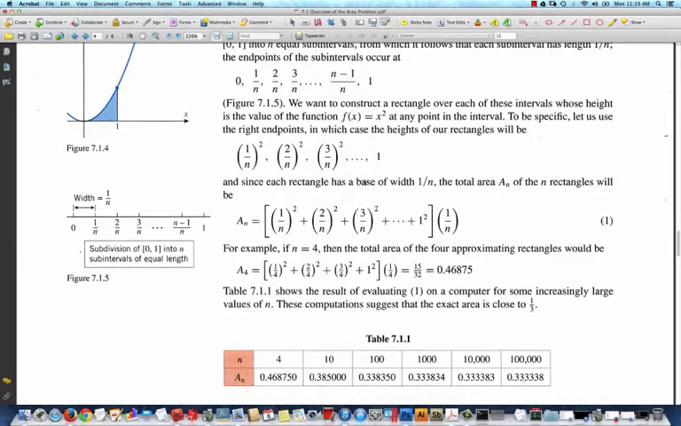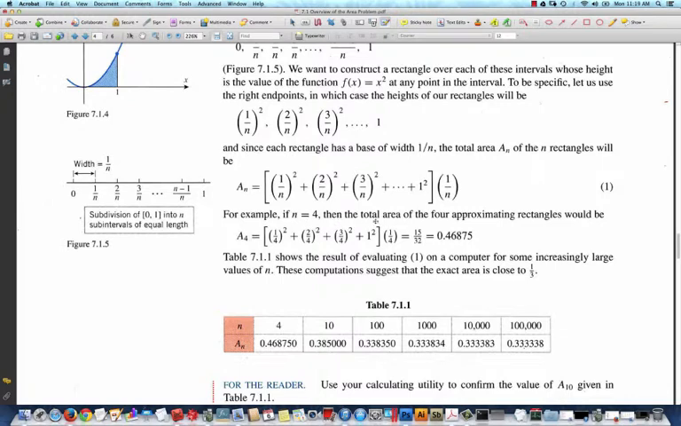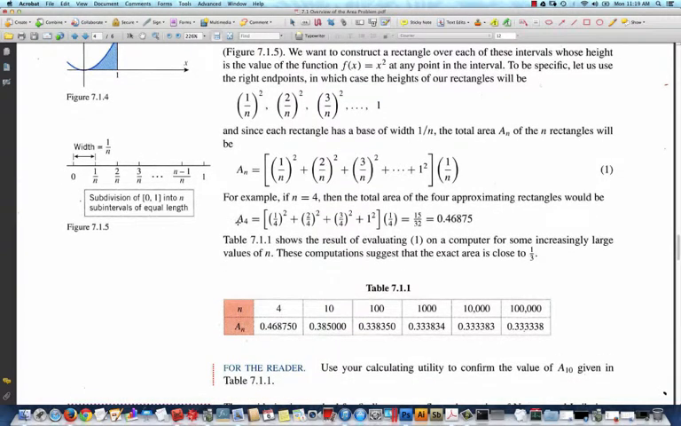Since each rectangle has a base of 1/n, the total area, A sub n, of the n rectangles will be the sum of all the heights times the width. For example, if n was equal to 4, then the total area of the 4 approximating rectangles would be A sub 4 equals (1/4 squared plus 2/4 squared plus 3/4 squared plus 1 squared) times 1/4, which is 15 over 32, approximately 0.46875.